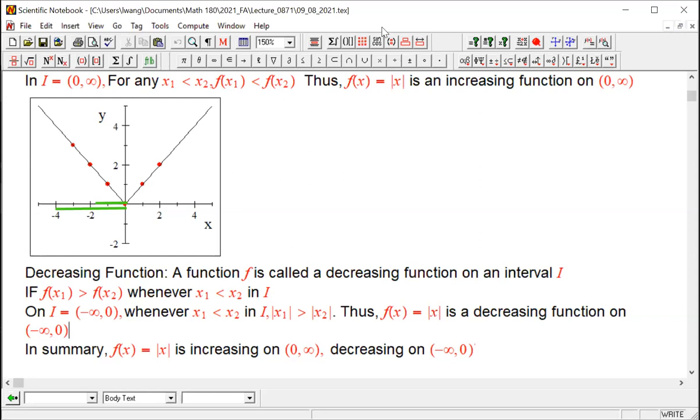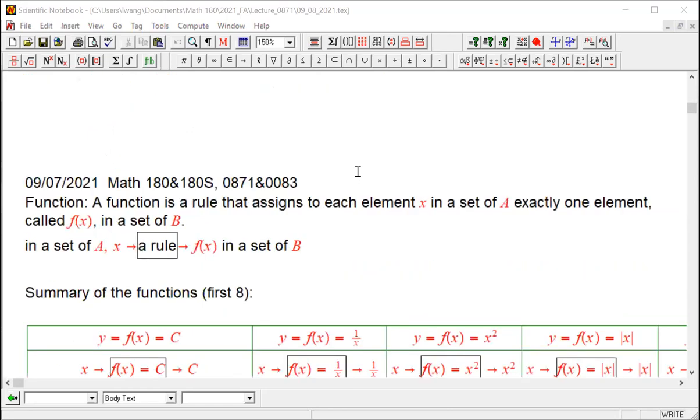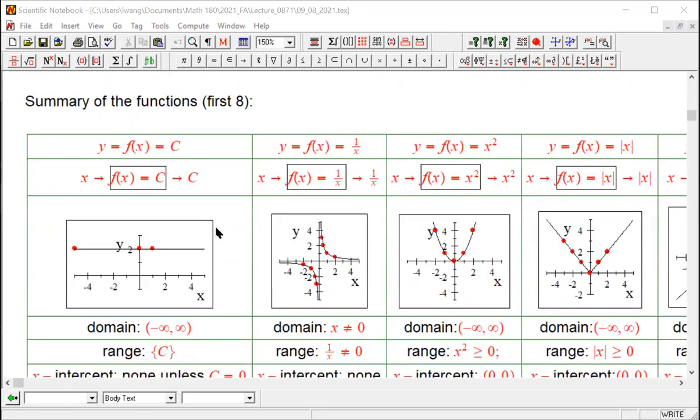So I'm going to quickly go over these 8 functions we have discussed. Is every function increasing or decreasing? Do we have a function that's neither increasing nor decreasing? You start to think about these questions because you think about all these possible functions, right?